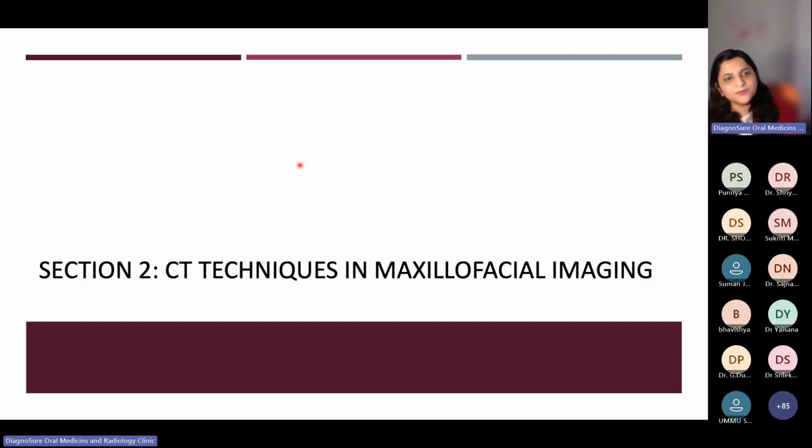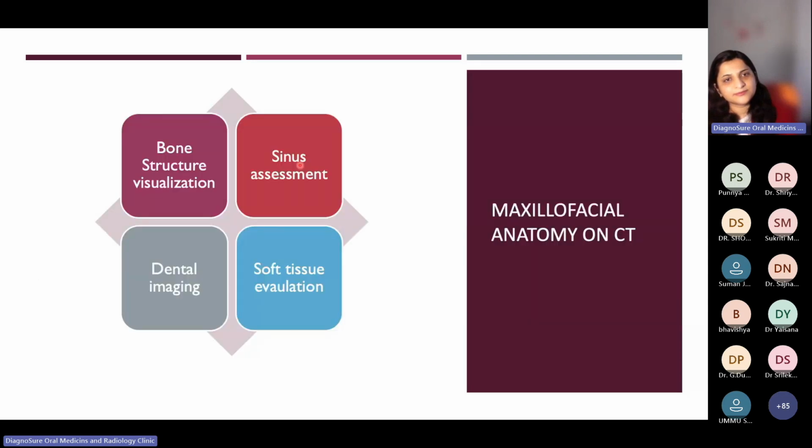Coming to section 2, the CT techniques in maxillofacial imaging. Maxillofacial anatomy: CT is used for bone structure visualization. CT provides detailed images of facial bones, including the mandible, maxilla, and zygomatic bone. It is essential for diagnosing fractures and abnormalities. Then sinus assessment: clear imaging of the paranasal sinuses, helping in evaluation of sinusitis, sinus tumors, and malignancies involving the sinuses. Even anatomical variations can be detected with CT.